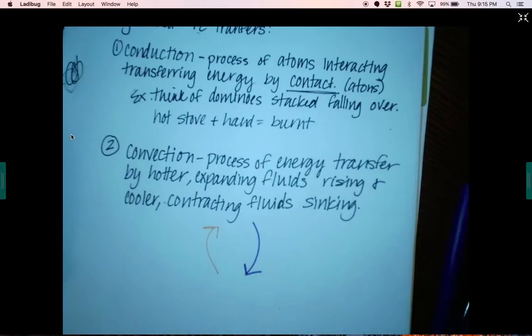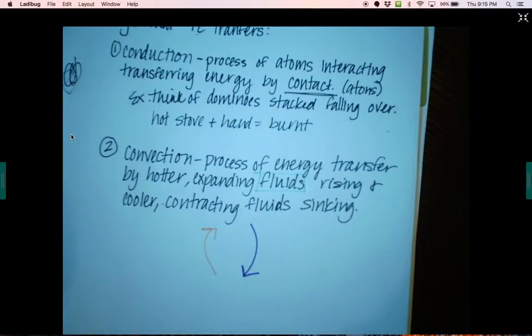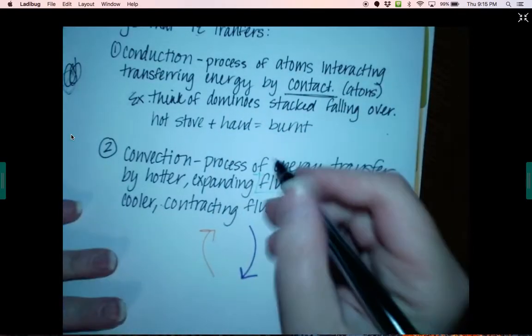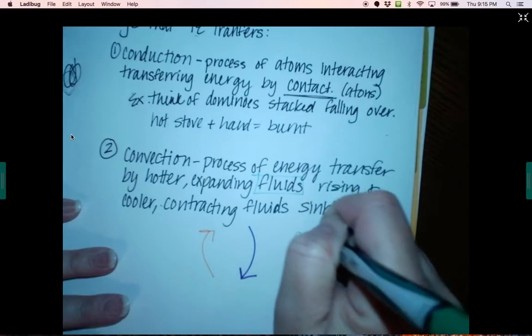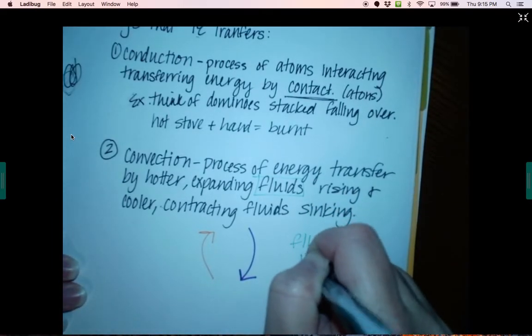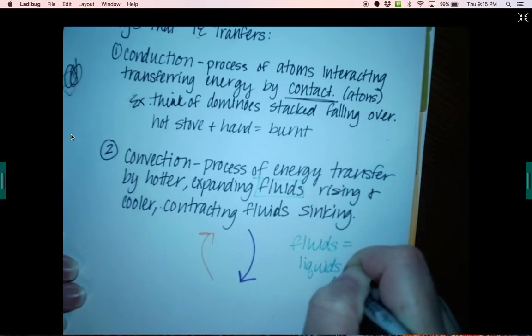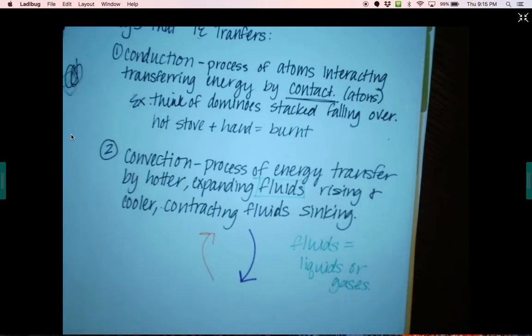Oh, by the way, let's talk about this word fluid here. Fluids are liquids or gases. And we talked about this yesterday in class: aerodynamics is the study of fluids and how they behave. Air moves very similarly to water.